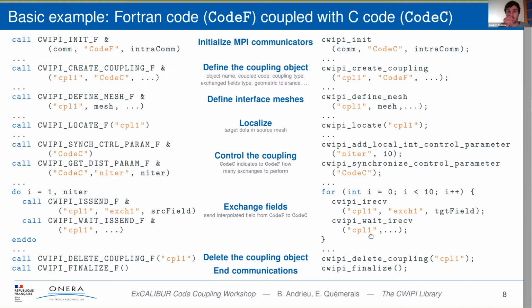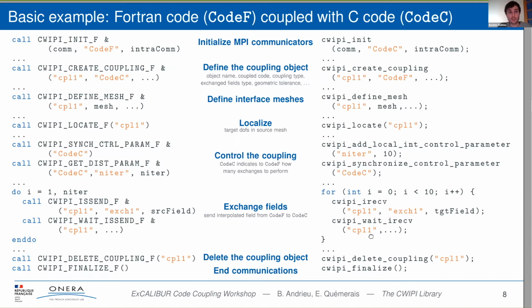So if we look at the different steps, both codes start by initializing the MPI communicators, where each one specifies its application name. Then both codes create a coupling by specifying the name of the coupled application. Then they each pass their interface mesh to CWIPI. Then we can localize the target degrees of freedom in the coupled mesh.